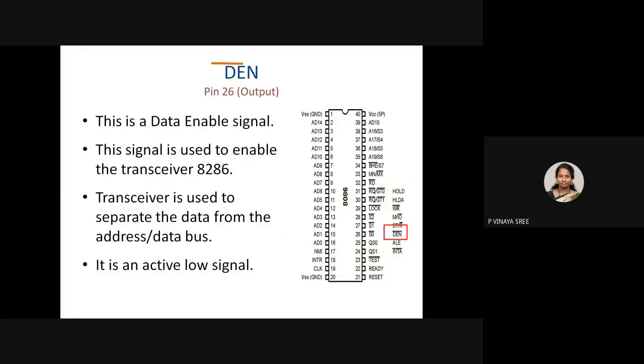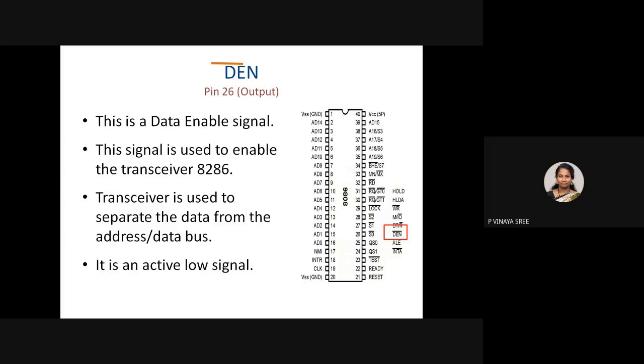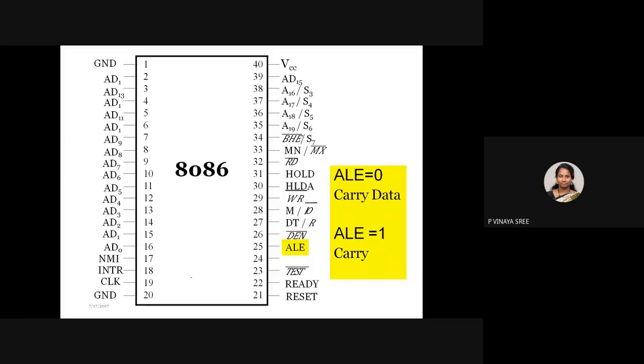Next, data enable. This signal is used to enable the transceiver. For data enabling we are using a multiplexed bus, so it is used to separate the data from the address and data bus. It is an active low pin.